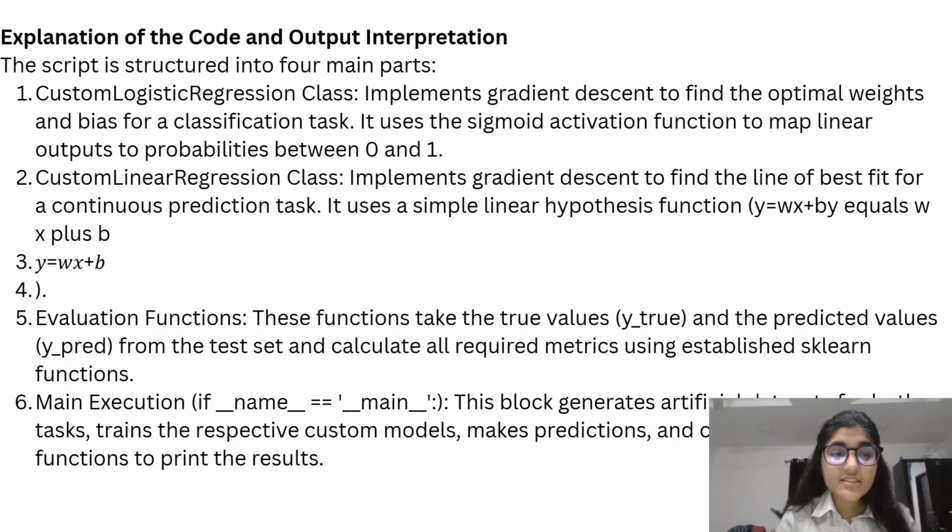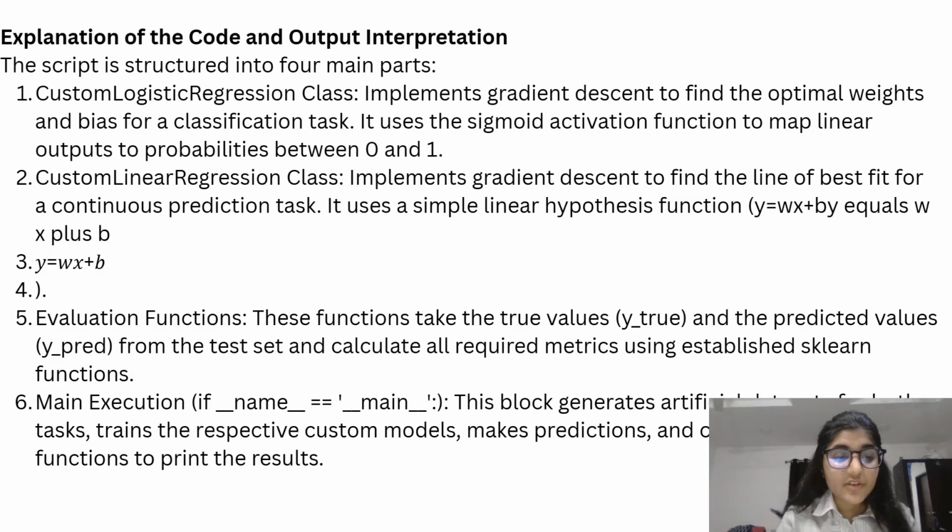Then the second is the custom linear regression class that implements gradient descent to find the line of best fit for a continuous prediction task. It uses a simple linear hypothesis function that is denoted by y equals wx plus b.